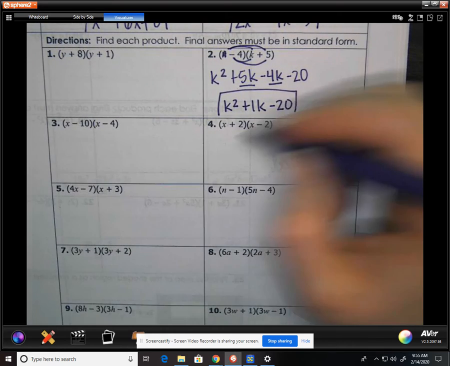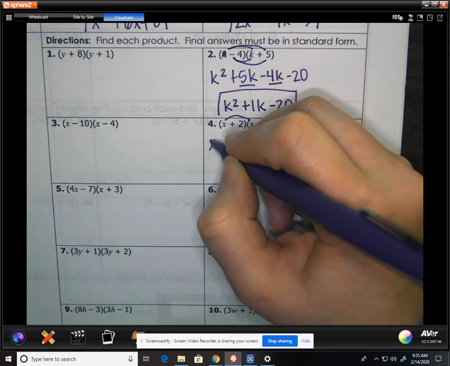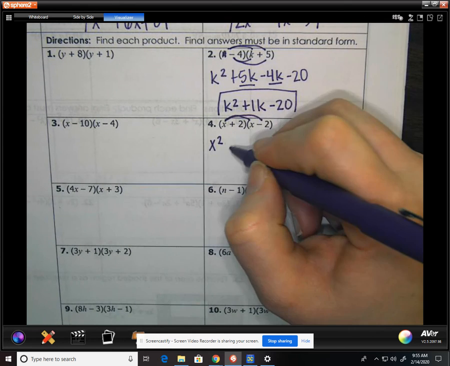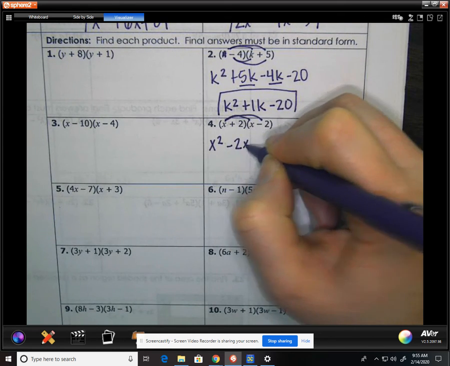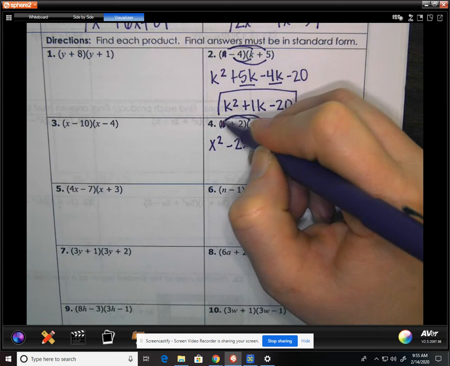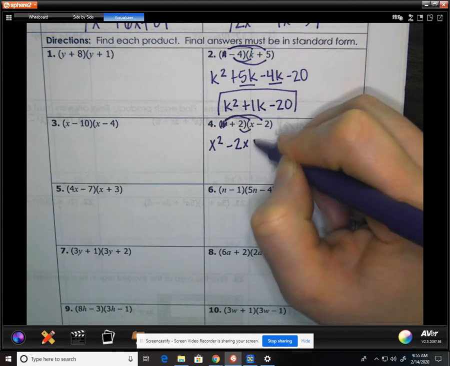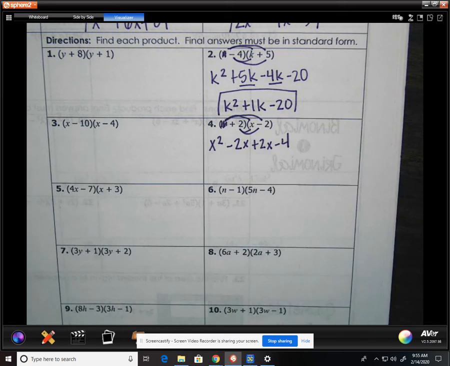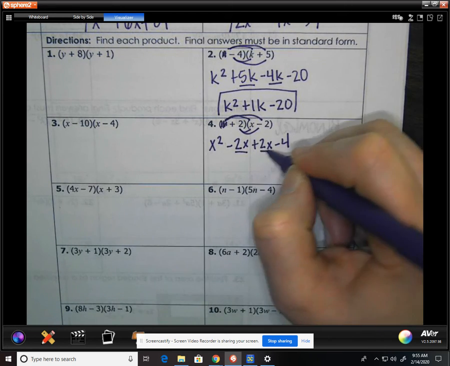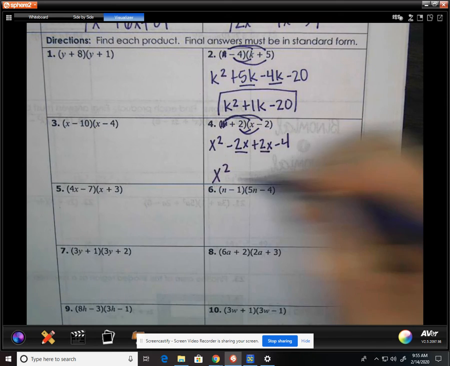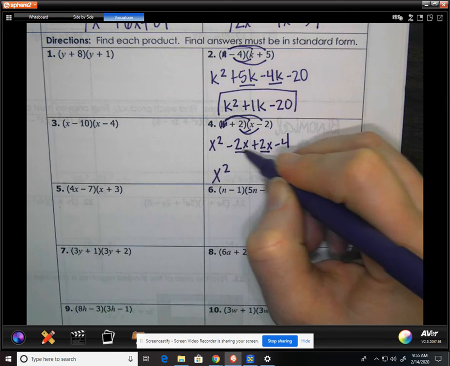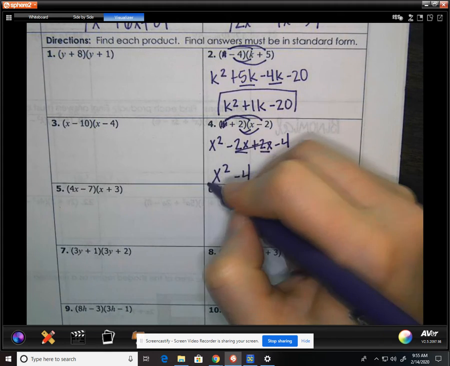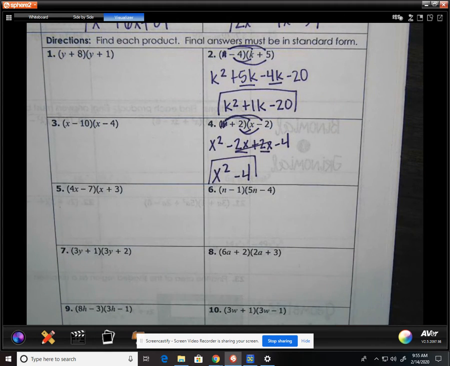For number 4, an x times an x, there's no coefficient, so this would be an x squared. And then an x times a negative 2, I write that negative 2 first and then keep x. Not doing x anymore, moving to 2. 2 times x is a 2x, and then 2 times negative 4 is a negative 4. My x's will combine. I bring down that x squared. A negative 2x and a positive 2x cancel each other. So I just bring down the minus 4, and that's my final answer.